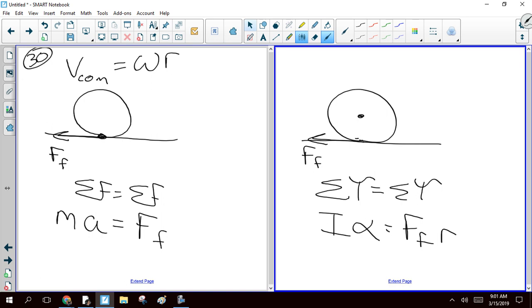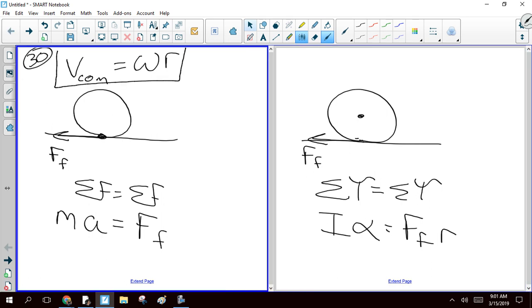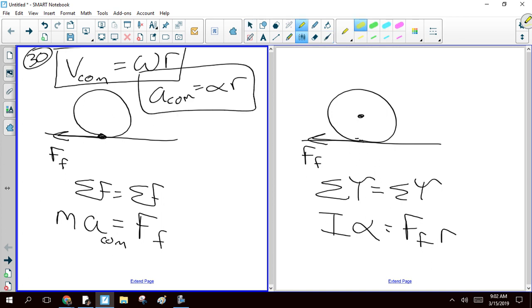Now, at the beginning of the problem, when the problem first starts, can I use a jumper to replace alpha with A over R? No, because it is not smooth rolling yet, right? So those jumpers only apply once the smooth rolling begins, all right? So to be clear, this is the acceleration of the center of mass. So I can't use this. Let me highlight to call attention to it. These 2 things here are only true if smooth rolling.